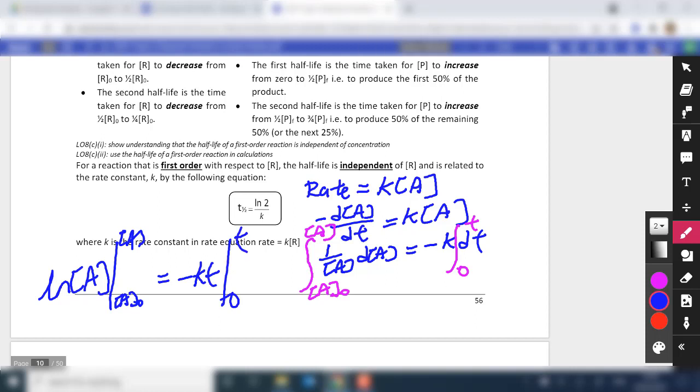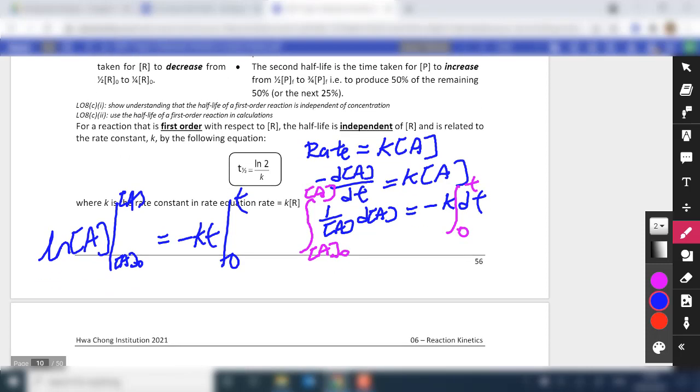I hope I'm making a little bit of sense. Then you're going to get ln A minus ln A naught, so I'm going to end up with ln of A over A naught, which is equal to minus kt. Then I'm going to shift things around. Therefore, A over A naught is equal to an exponential function. Now you know why it's exponential: e to the power minus kt.